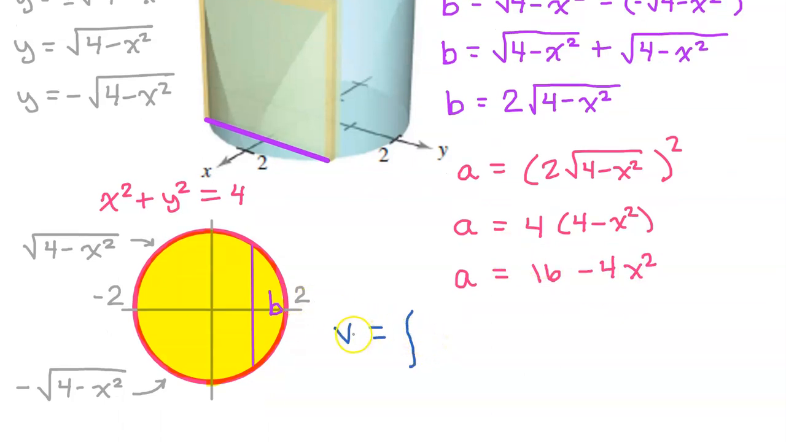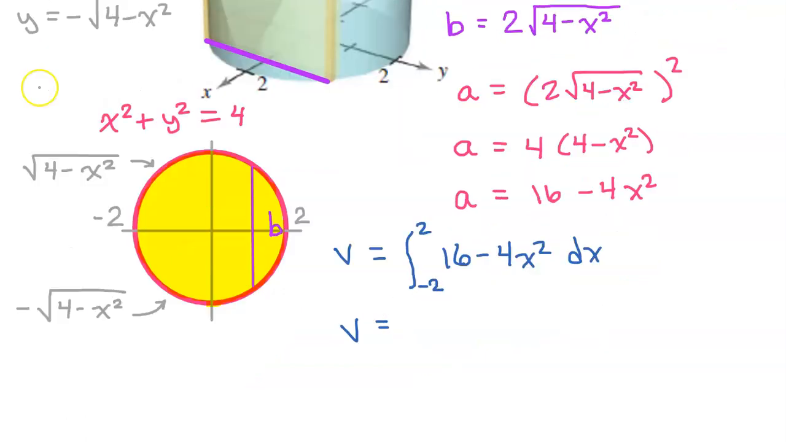The third step is to find the volume by adding up all of the slices by integrating the area. So we will integrate 16 minus 4x squared with respect to x, and we are adding up all of the slices from negative 2 to positive 2. So we will integrate from negative 2 to positive 2.